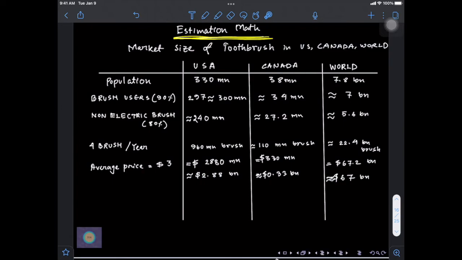So to put everything together, I'd just assume an average price of $3, and multiplying the $3 with the total number of brushes that are sold in a year, we can estimate the total market size of non-electric toothbrush in a given year. That number comes down to $2.88 billion in the US, $0.33 billion in Canada, and around $67 billion in the whole world. So this is one way to tackle the question of estimating the market size of non-electric toothbrushes.